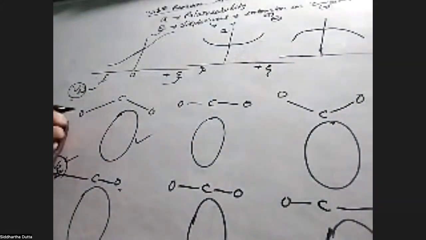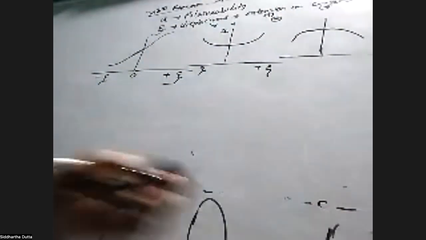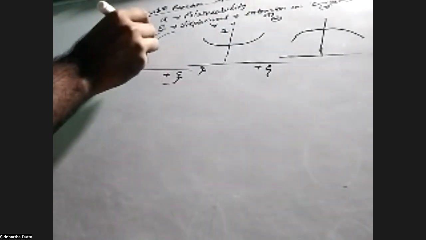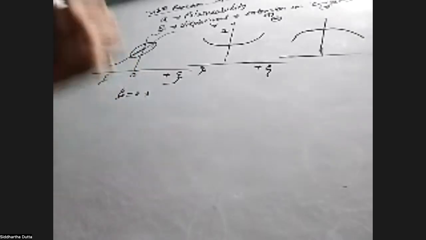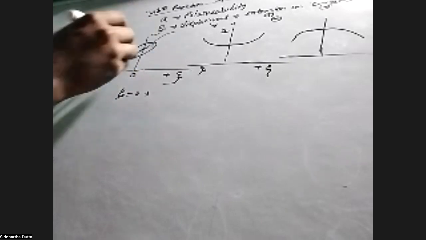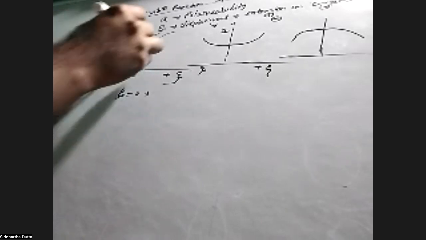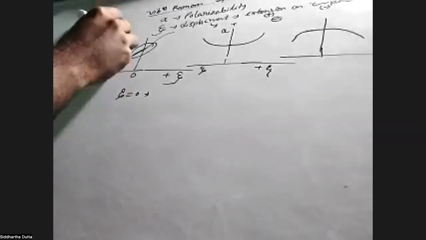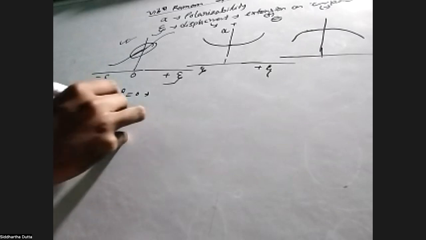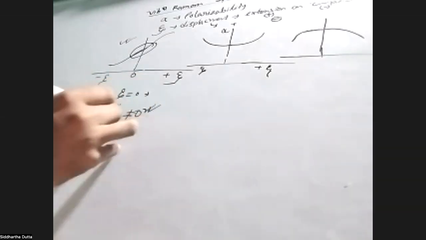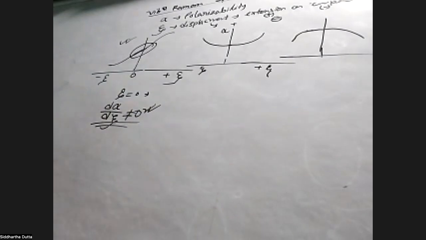So from the three graphs, we can see that near the equilibrium position, where xi equals 0, there is no displacement. Near this position, there is a certain change of slope for symmetric stretch. So in this place, d alpha by d xi is not equal to 0, and this is the condition for a molecule to be vibrational Raman active.